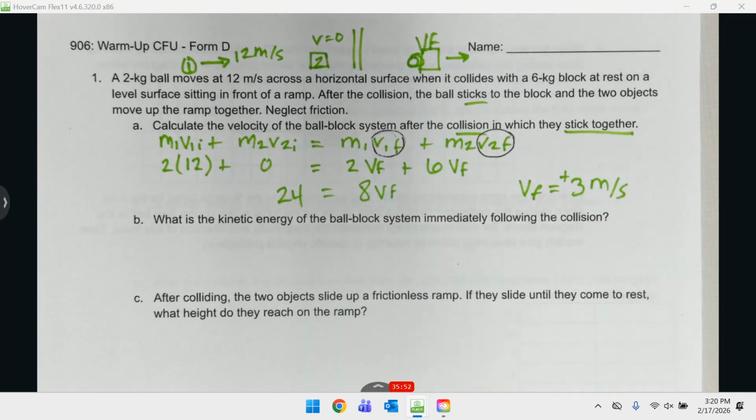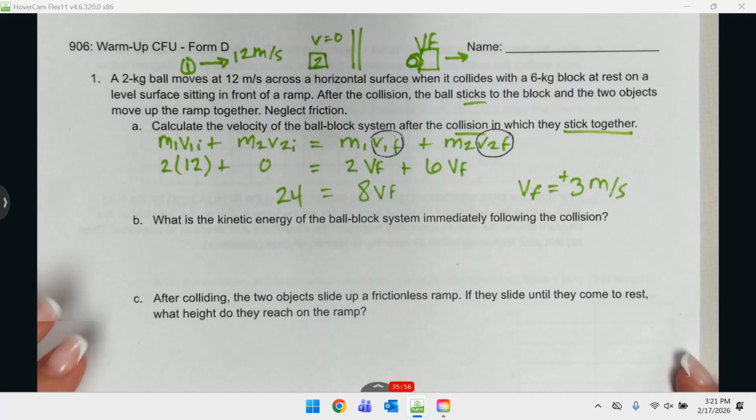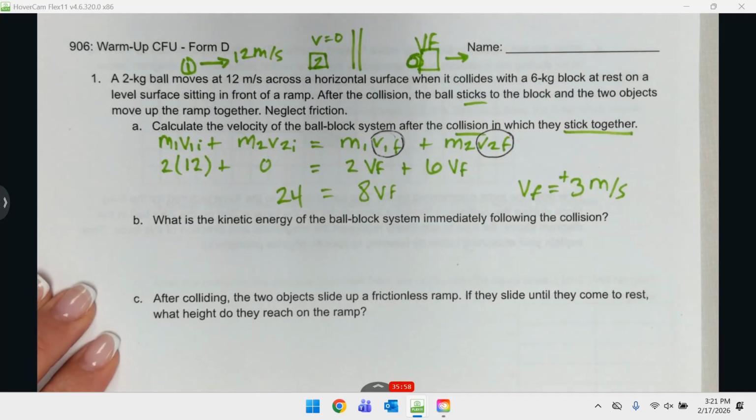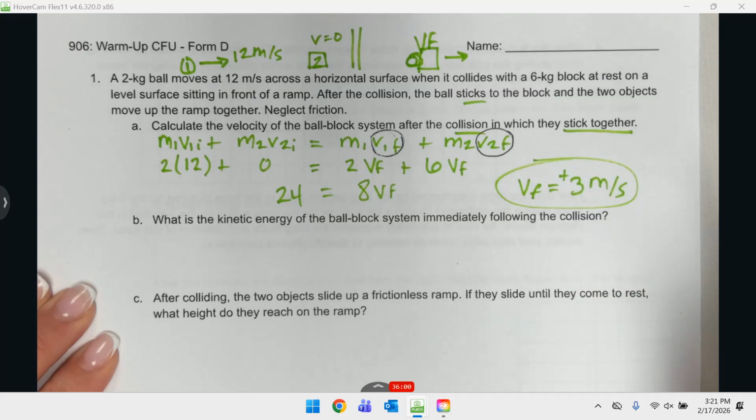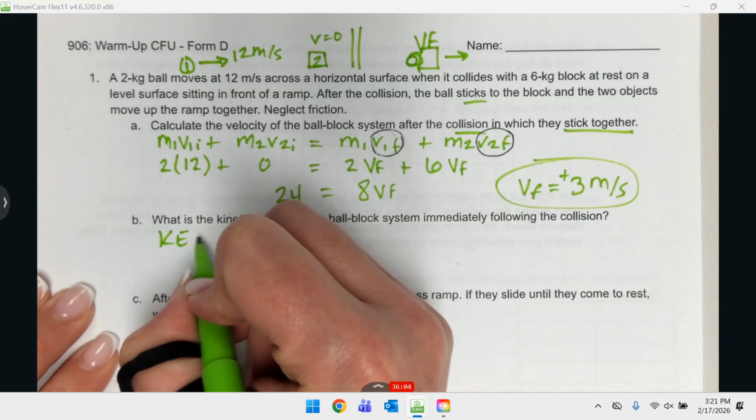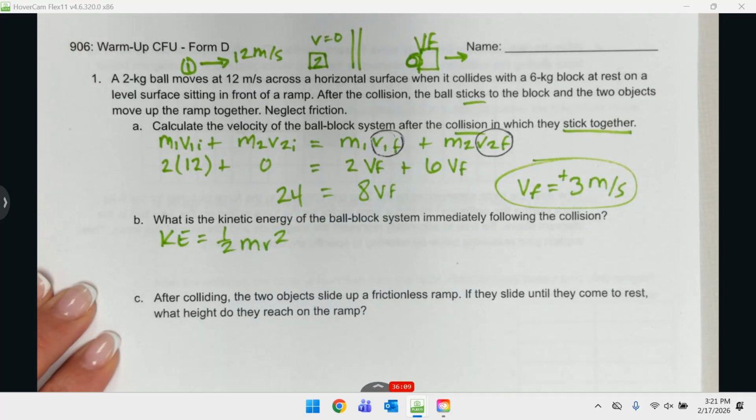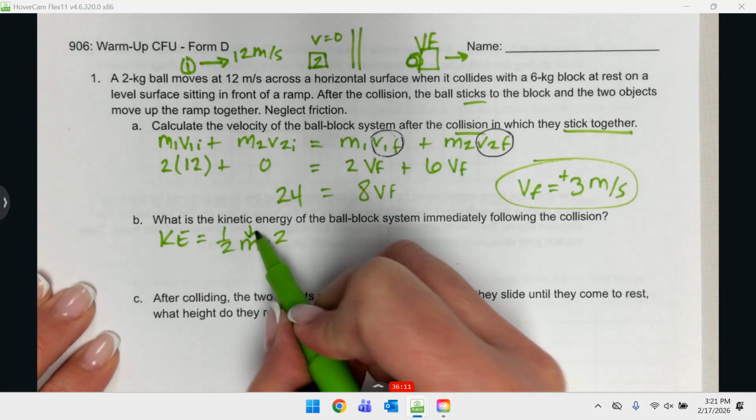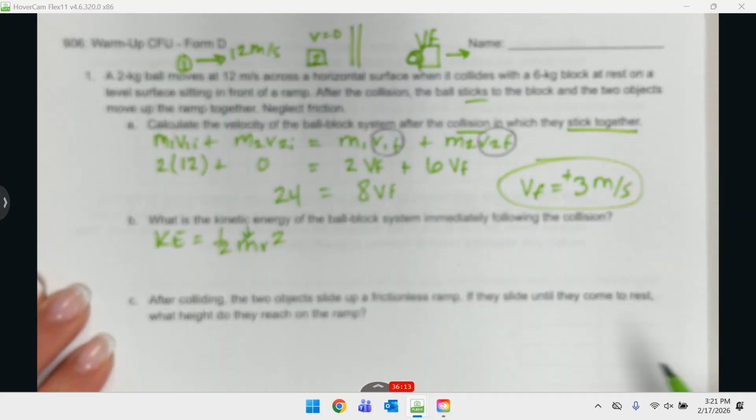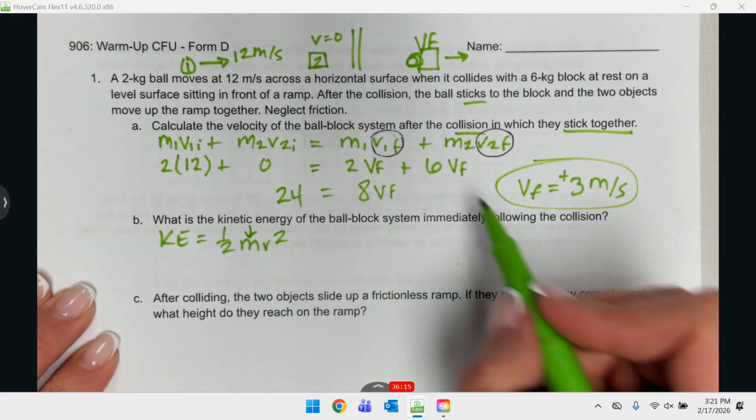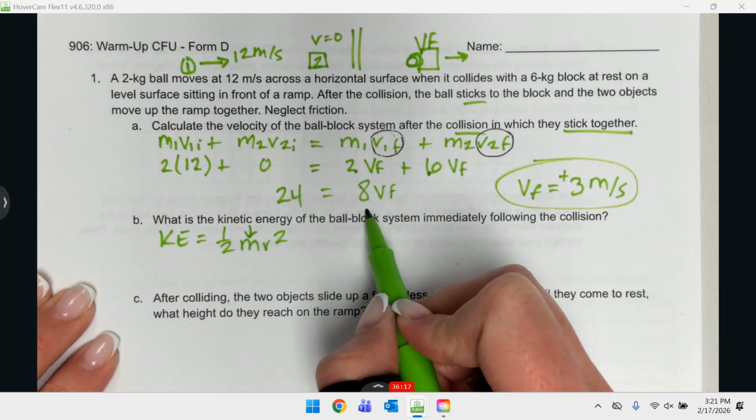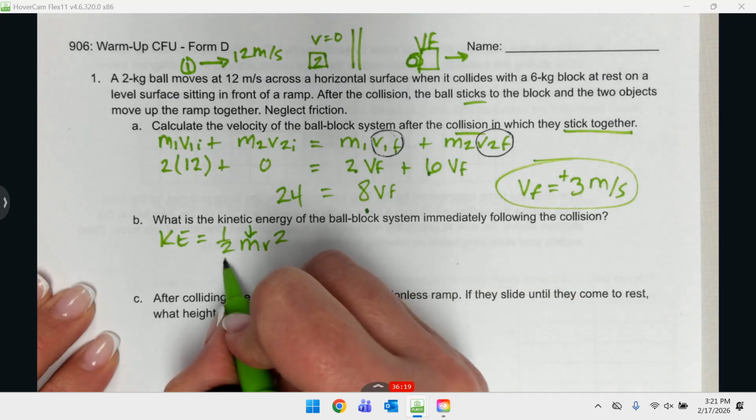Let's go ahead and take a look at part B, which says, what is the kinetic energy of the ball block system immediately following the collision? So this is immediately following the collision. That's how fast it's going. If I want to find the kinetic energy there, I just use the kinetic energy equation. However, when I do it, I need to make sure that my mass is the combined mass of both of them because they're stuck together. So it's this 2 plus 6, it's this 8. That's going to be my mass that I use.